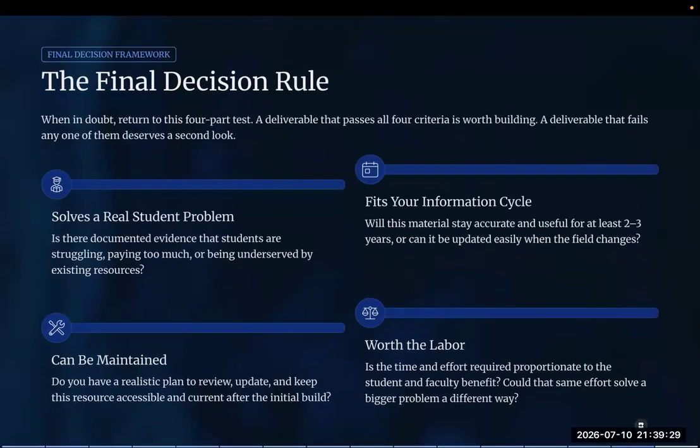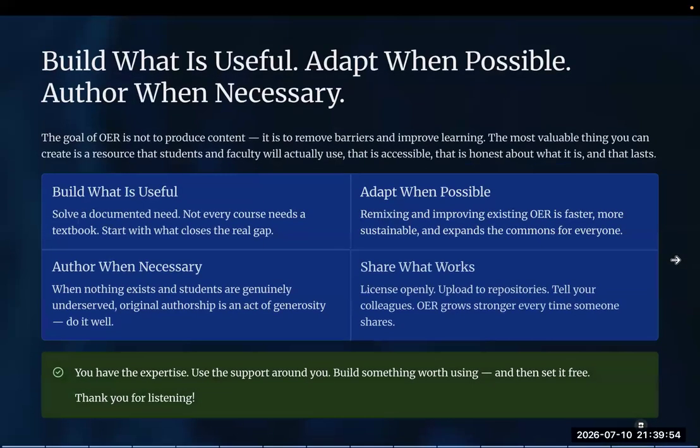The final decision rule. Does it solve a real student problem? Does it fit your information cycle? And information cycle is how quickly does your field of information turn over, right? Math has pretty slow turnover, whereas health science, super fast turnover. History, pretty static. So think about what can be maintained, what is worth the labor, and what fits your information cycle. Okay. Build what is useful and then adapt whenever possible, author when necessary.